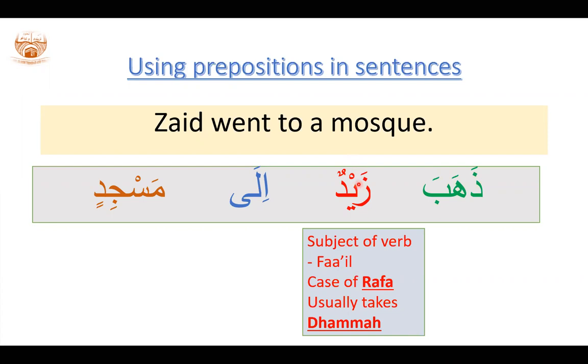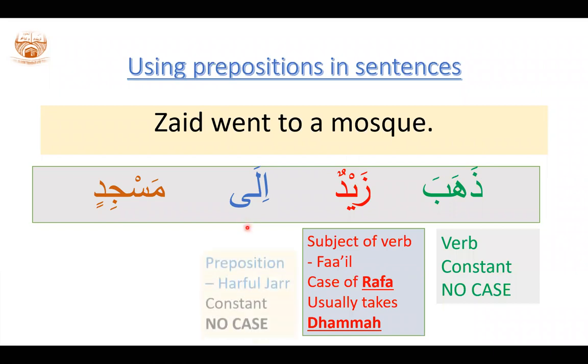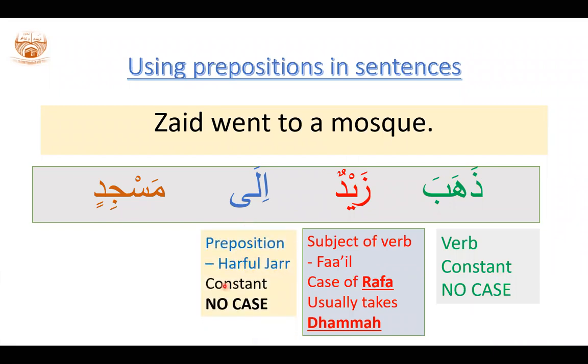Now, we need to identify the subject in order to apply the verb accurately. This is masculine. Therefore, we'll use a masculine form of the verb. And the verb, of course, is constant. There is no case attached to it. Ila is a preposition. Ila means to. And it is called harful jar. Constant. There is no case as well.